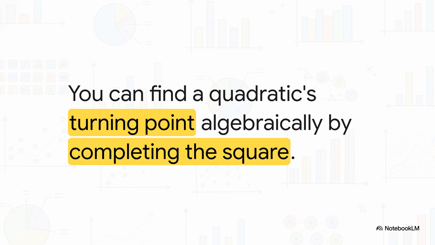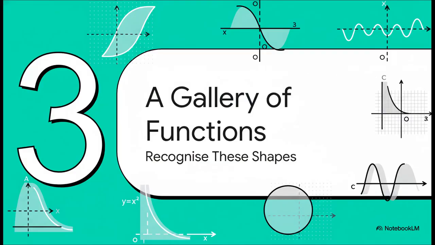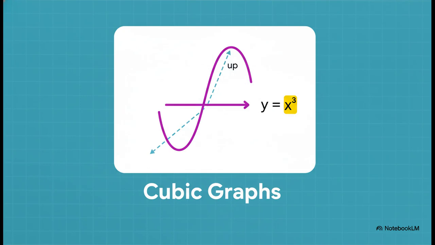It's a massive shortcut. Okay, time for a quick-fire recognition round. In the exam, you've got to be able to identify several other key graph shapes just by looking at them. So let's blast through them. First up, the cubic graph. This one comes from an equation with an x³ term. Just look for its characteristic S shape. A positive cubic starts low and finishes high, and a negative one does the opposite.